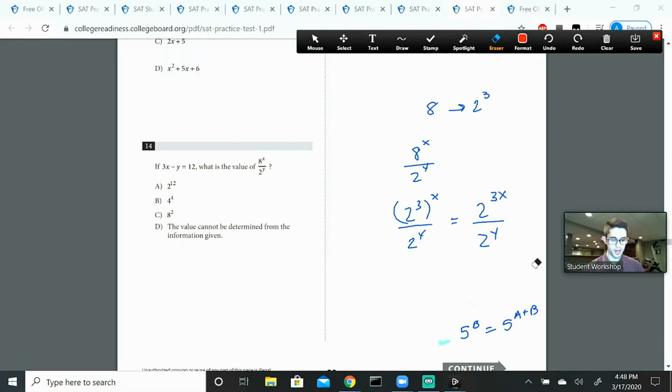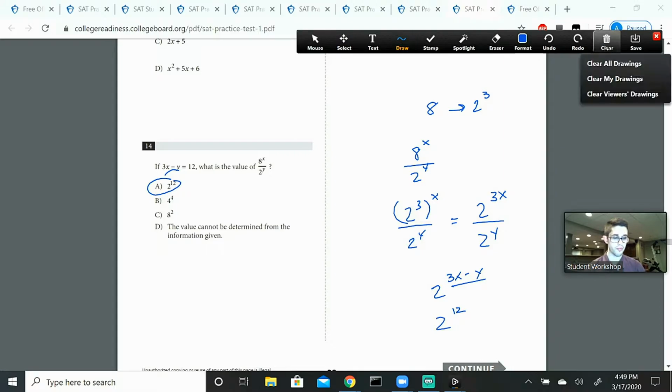So you can see that we have division here. So what we're going to do is subtract our exponents. And maybe you noticed that that 3x minus y is what we were given in the initial part of the question. And that's just equal to 12. So 2 to the 12. And all that simplification ended up giving us an answer: A equals 2 to the 12th.